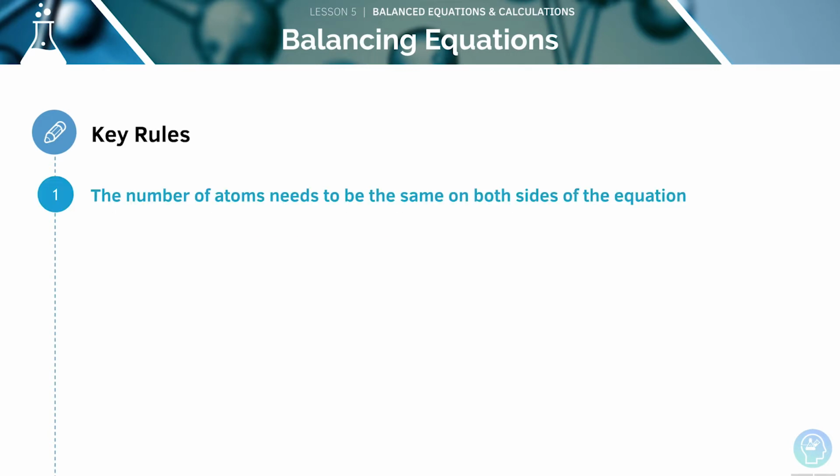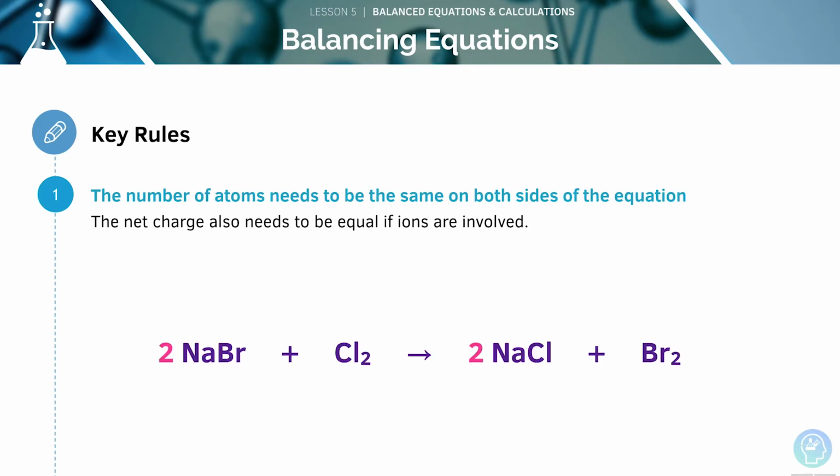We need to follow a few rules when balancing equations. For each element, the number of atoms needs to be the same on each side of the equation. If ions are involved, the net charge also needs to be equal. This is why we added a 2 in front of the sodium bromide and a 2 in front of the sodium chloride.